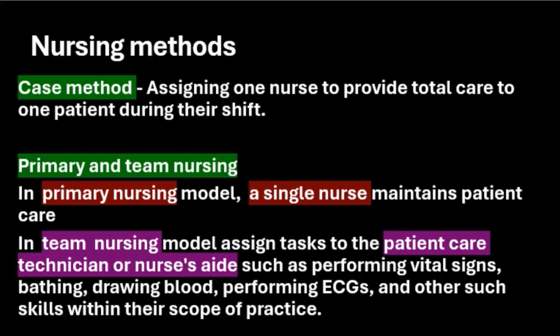Case method is assigning one nurse to provide total care to one patient during their shift, that is case to case method. Primary and team nursing: in primary nursing, a single nurse maintains the patient care, but in the team nursing model, different tasks of the patient care are given to different people like nursing aides, technicians, etc. according to their scope of practice. So this is team nursing. So the right answer is team nursing.